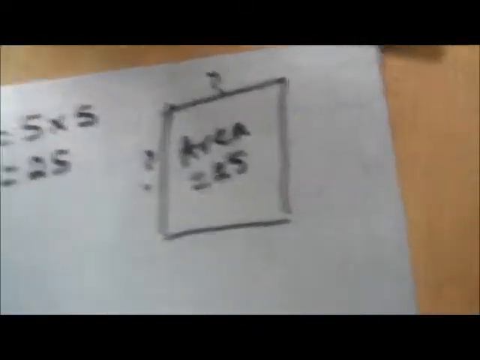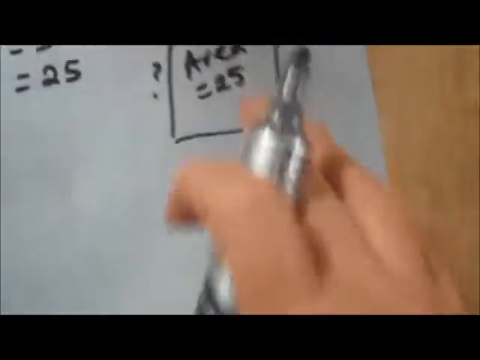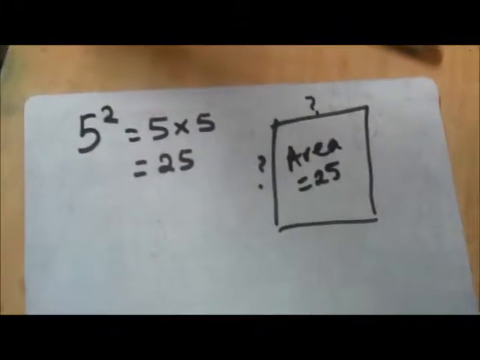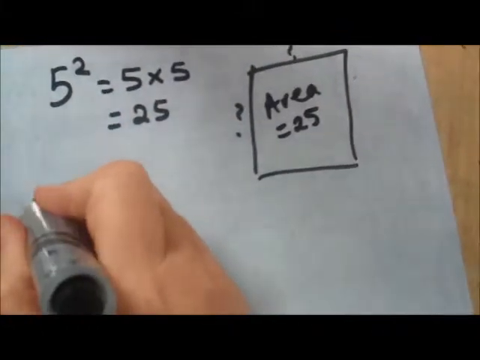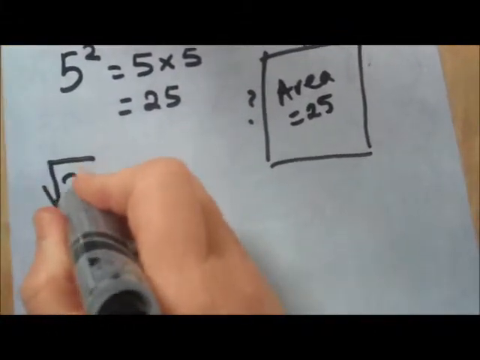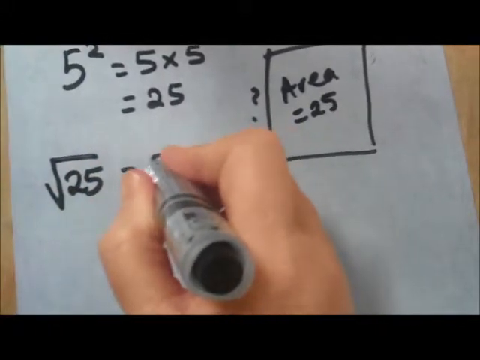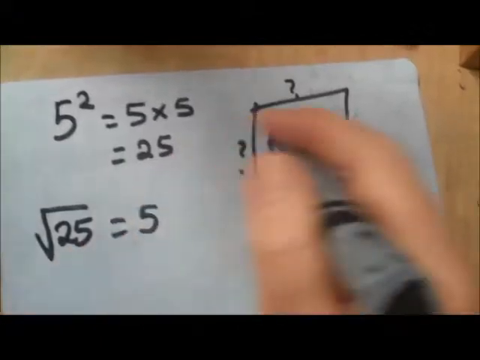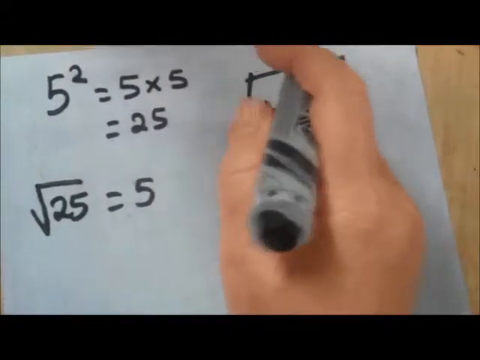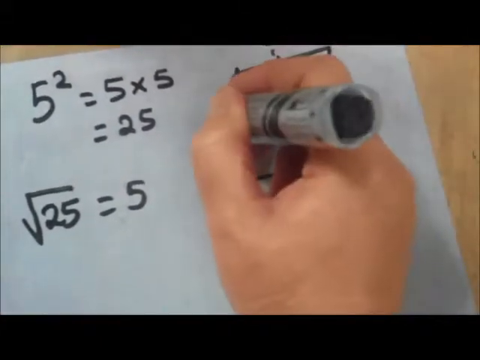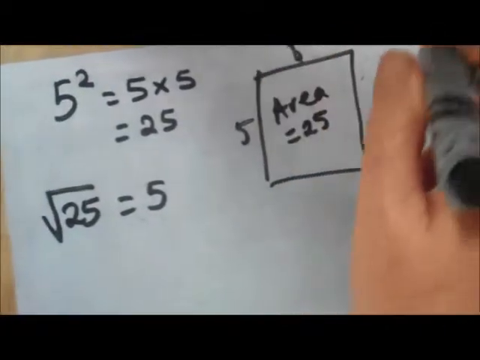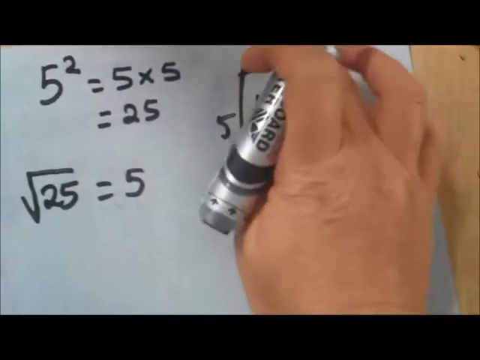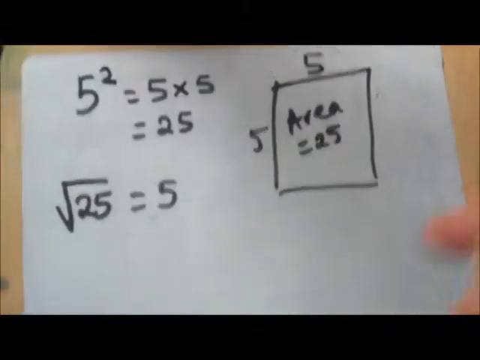And the button on your calculator that does that is called a square root button. So what we would say is the square root of 25 is 5, because 5 times 5 is 25. So this square would be 5 times 5. Very good. Let's try again.